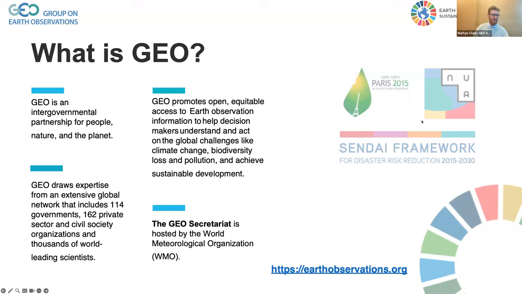GEO, for those that weren't familiar, is an intergovernmental partnership with around 115, 120 national governments, and then 160 plus other organizations, private sector organizations, civil society, NGOs, et cetera, all working together to promote the use, uptake, and application of Earth observations as a public good. That really means ensuring that Earth observations data, information and insight is open, publicly accessible, and is being put to use to address some of society's greatest challenges.